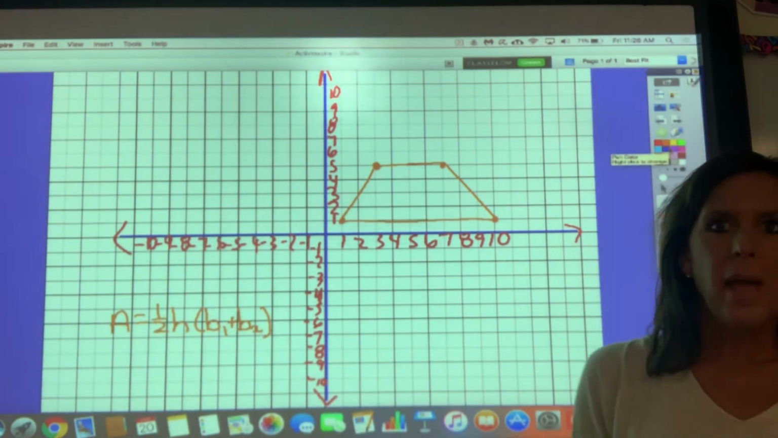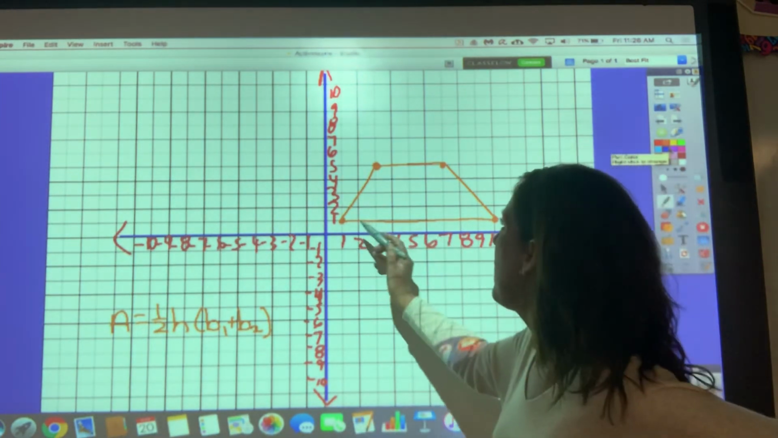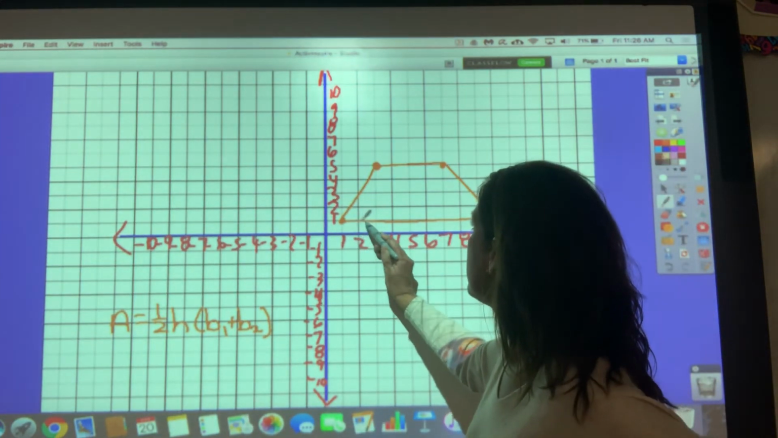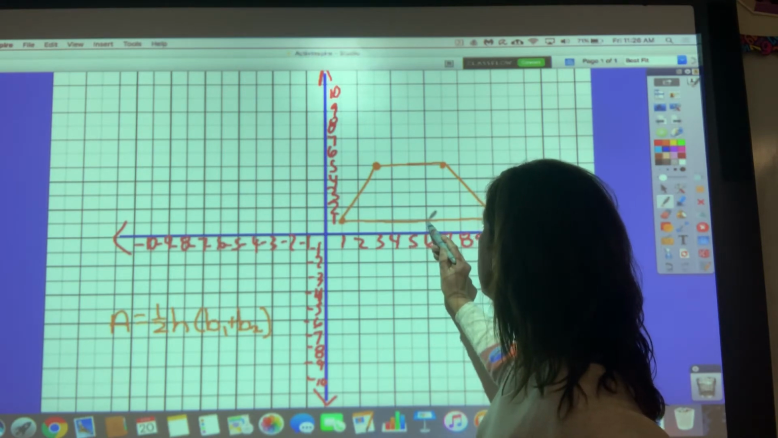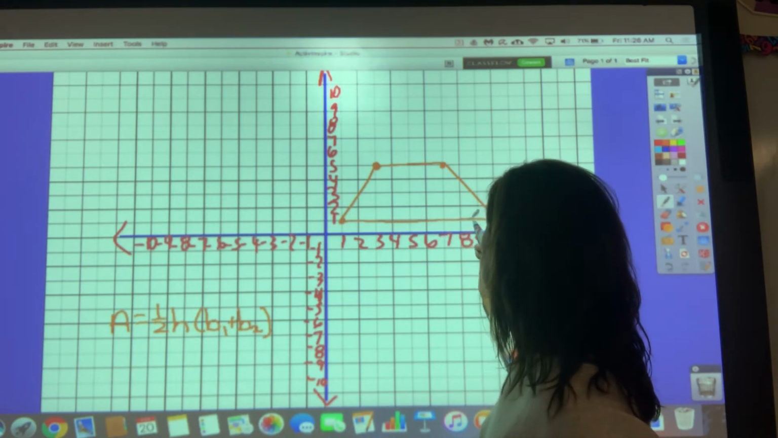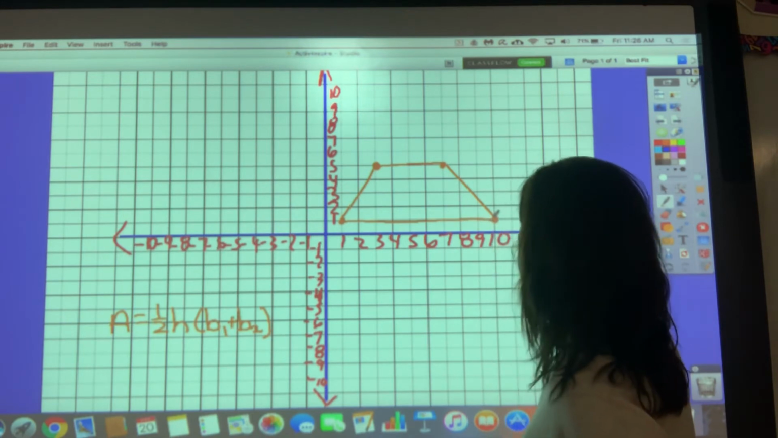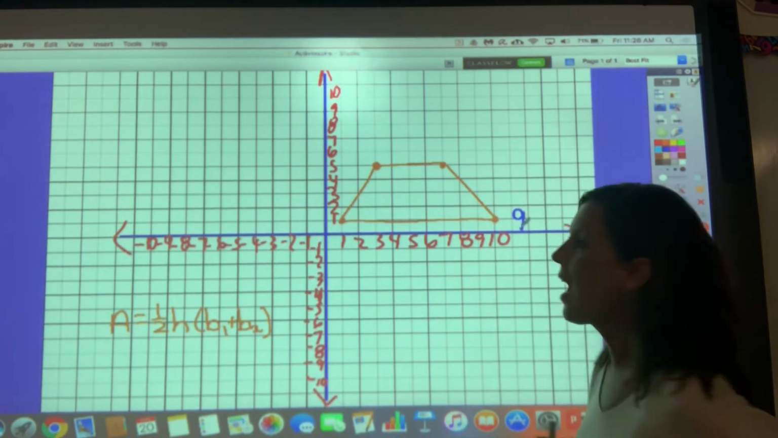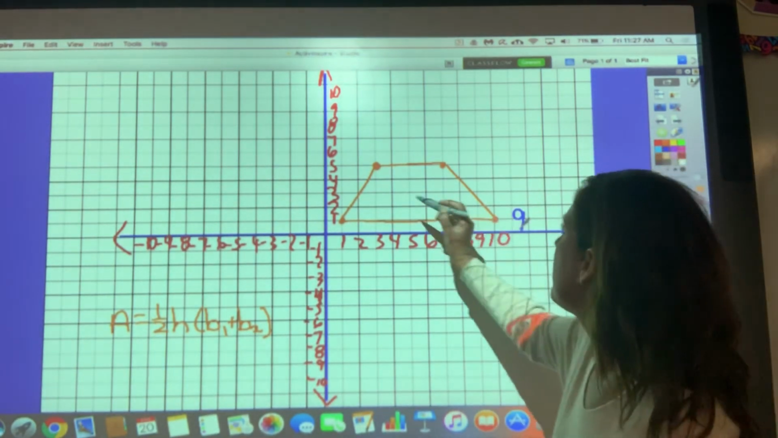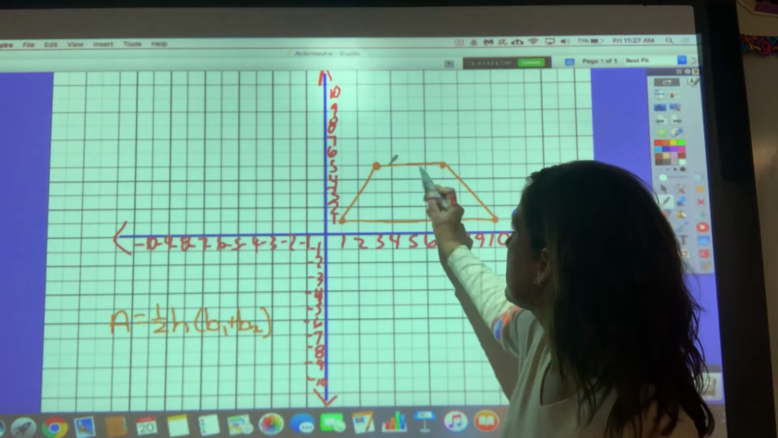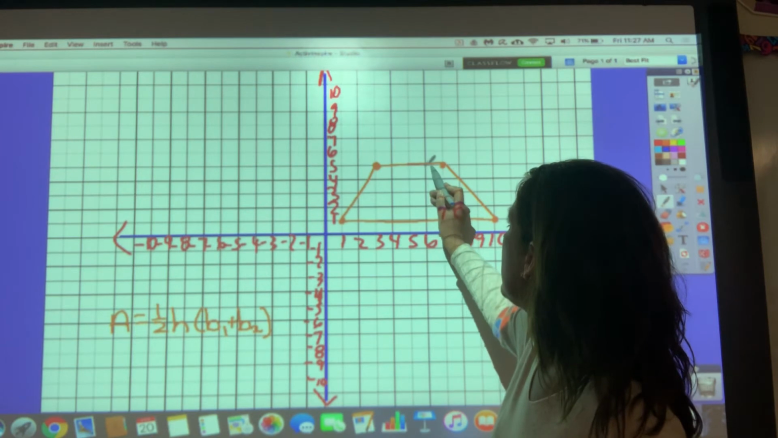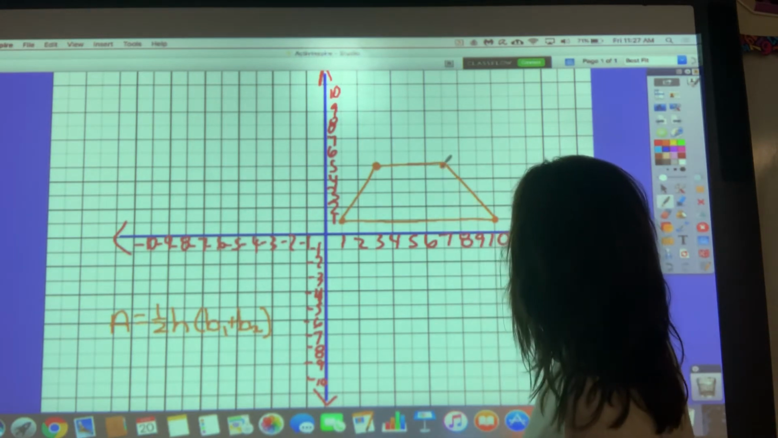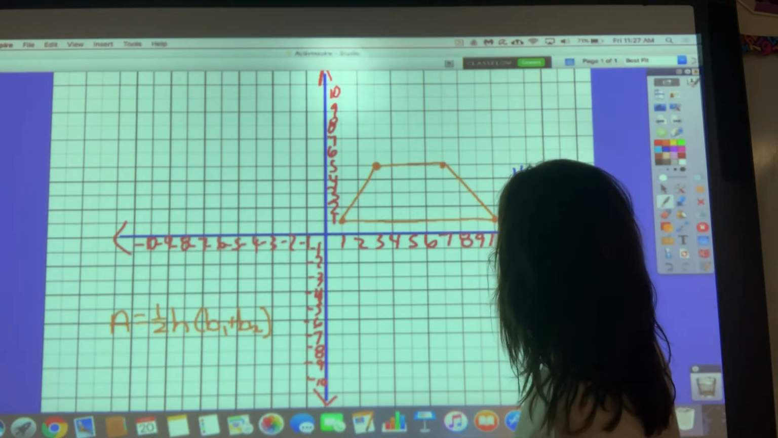trapezoid. First of all, let's count our bases. So we have 1, 2, 3, 4, 5, 6, 7, 8, 9. Base sub 2 is 9 units long. And then we need to see how long base 1 is. So this one is 1, 2, 3, 4. So this one's 4 and this one's 9.